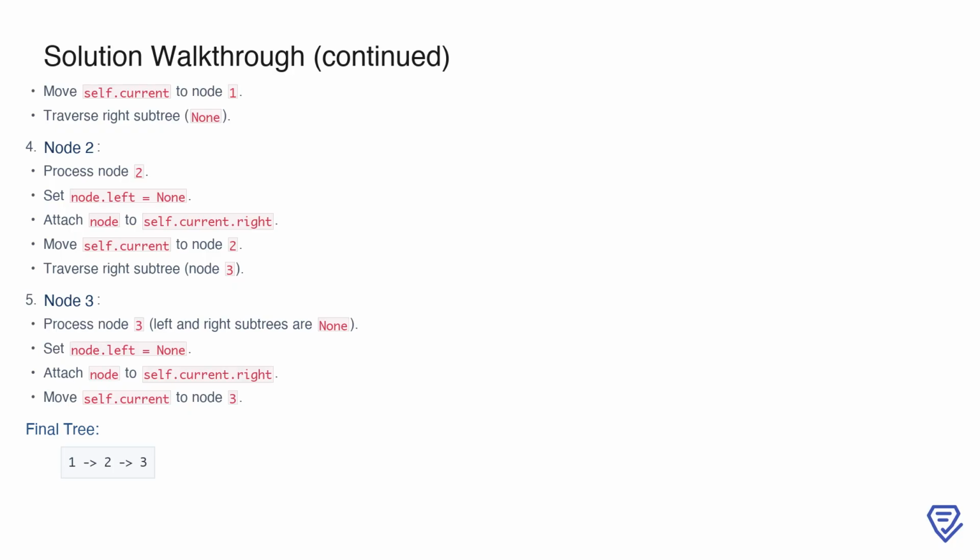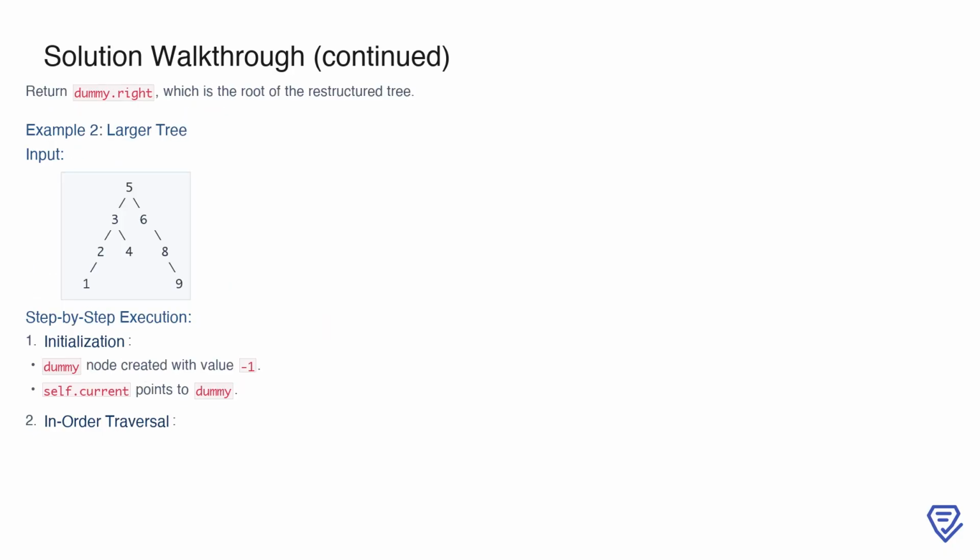The resulting tree is a linked structure of nodes 1, 2, and 3, connected only through their right pointers. With the traversal complete, we return dummy.right, which points to the root of the newly constructed tree. The output is an increasing order tree where nodes are connected in ascending order as 1, 2, 3.